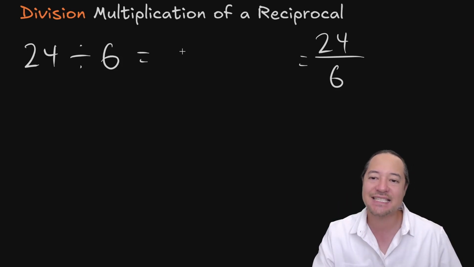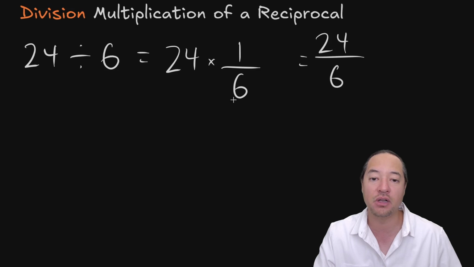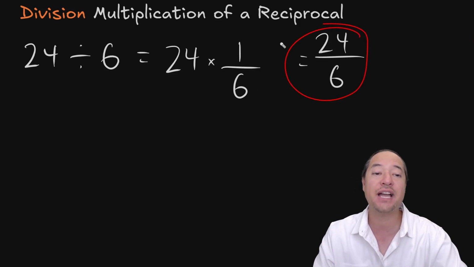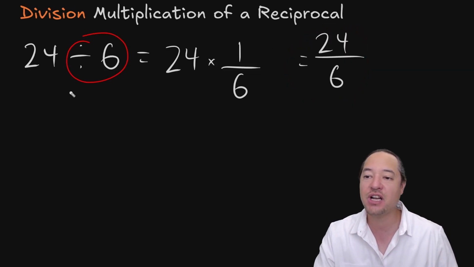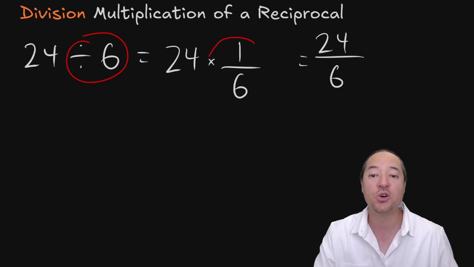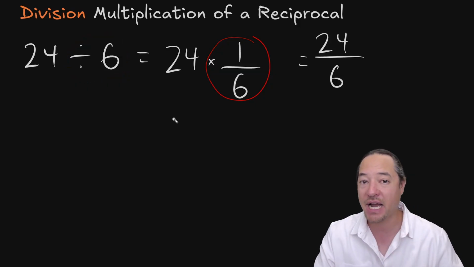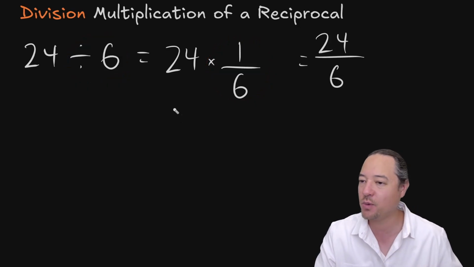And to get that step, I want to think of this as actually 24 multiplied by the reciprocal of 6. And that is actually what gets us to the fraction of 24 over 6. So we're taking this division operation and thinking of it as a multiplication of a reciprocal. Now this is a very powerful way of thinking of division. We're going to see why in just a second.